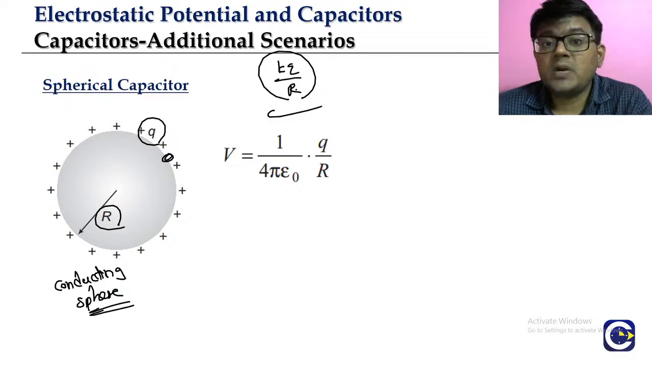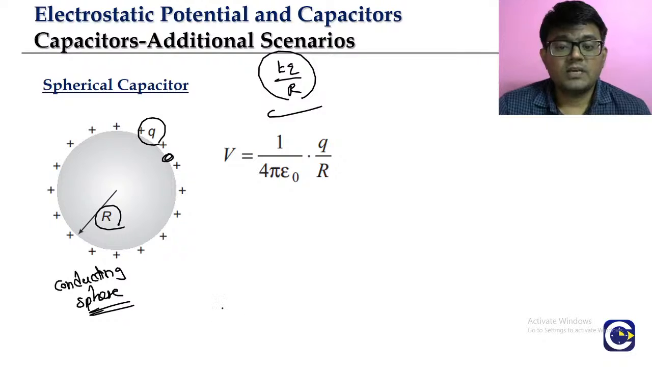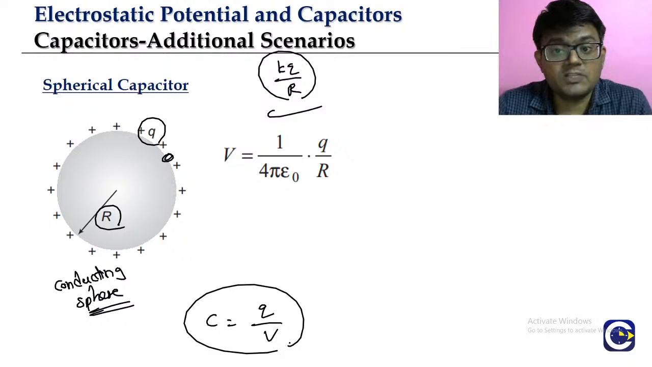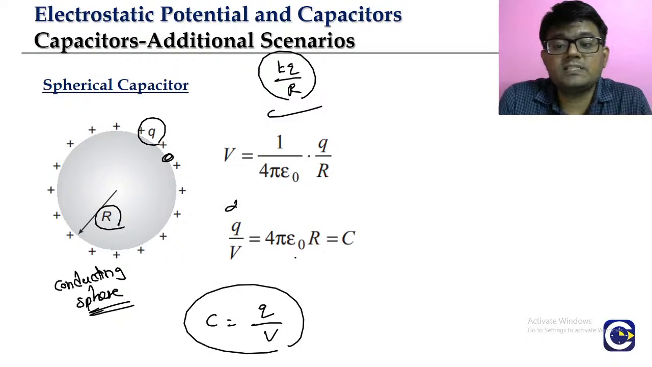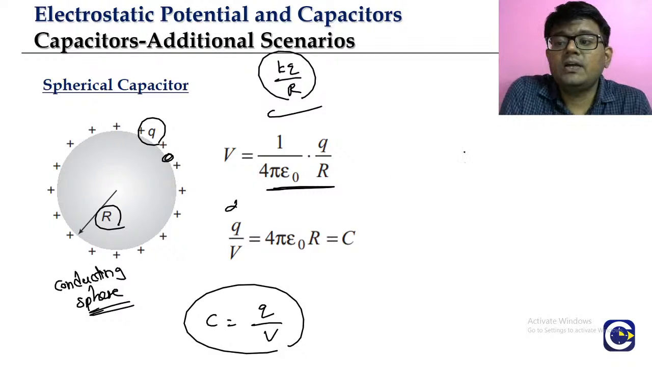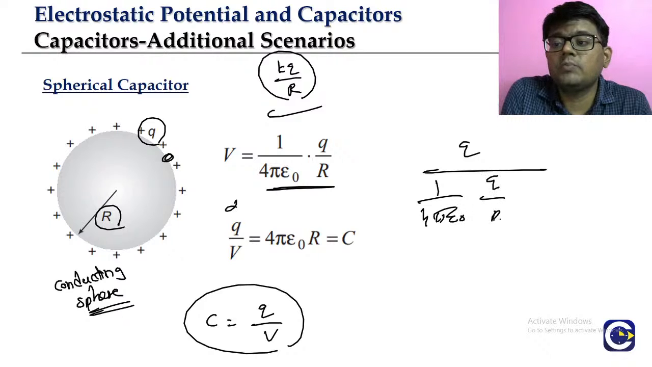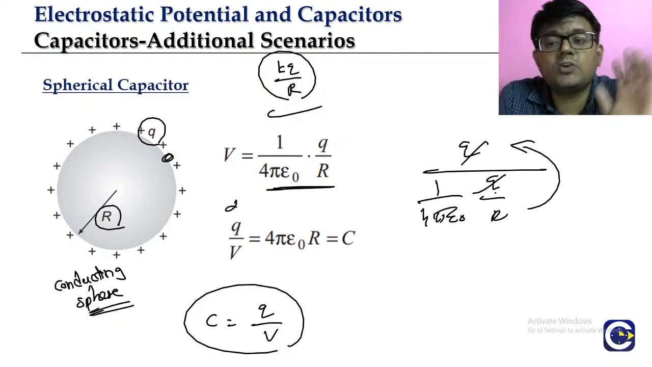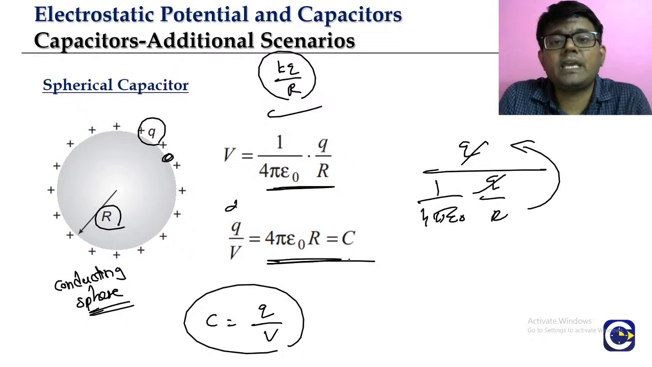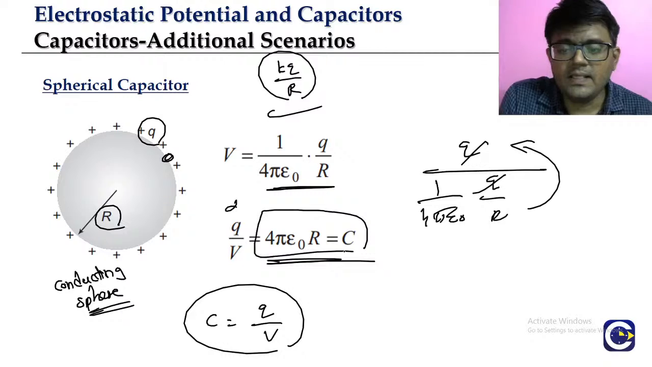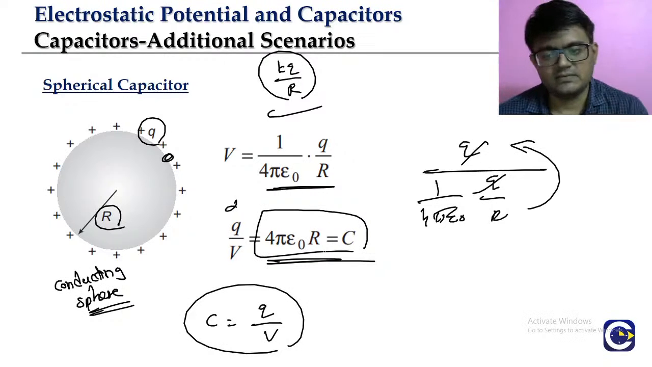Then the corresponding capacitance value. We already did this. Capacitance means what? Charge by potential. பாருங்க, what is the corresponding capacitance? Charge by potential. This is the potential, so Q divided by potential means 1 by 4 pi epsilon naught Q by R. Q cancel ஆயிடும், மத்தது எல்லாம் numerator-ல போயிடும். What is it? 4 pi epsilon naught into R. This is the capacitance of a spherical capacitor. In the result already நாம பார்த்திருக்கோம். So this is the capacitance of the spherical capacitor.